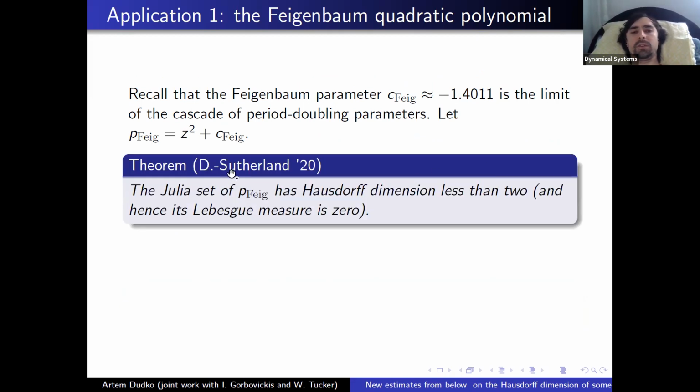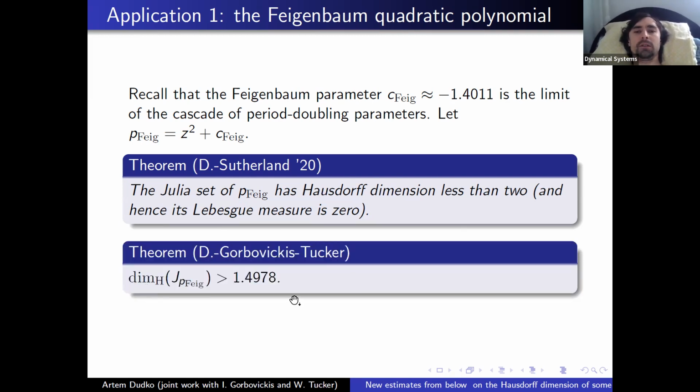Previously, jointly with Scott Sutherland, we showed that the Julia set of the Feigenbaum polynomial has Hausdorff dimension strictly less than 2. So it was an open question which we were able to resolve using computer assistance.